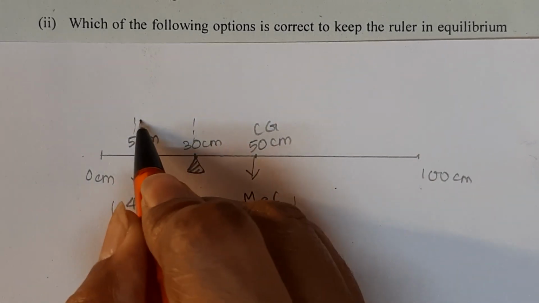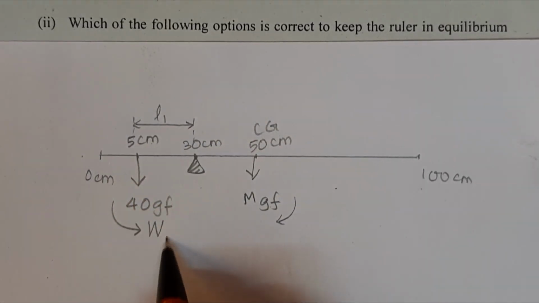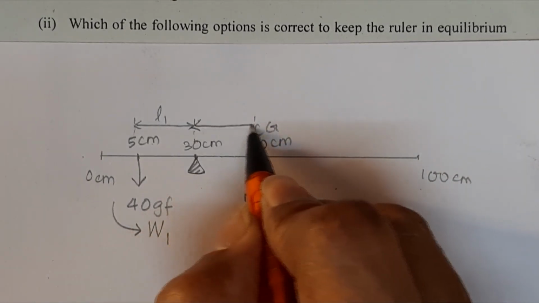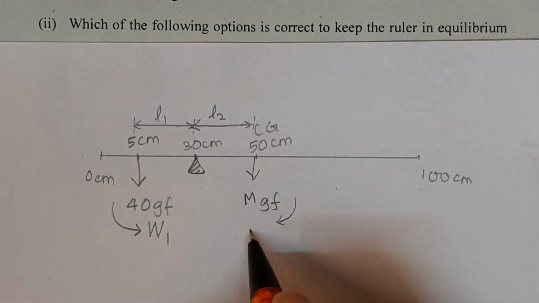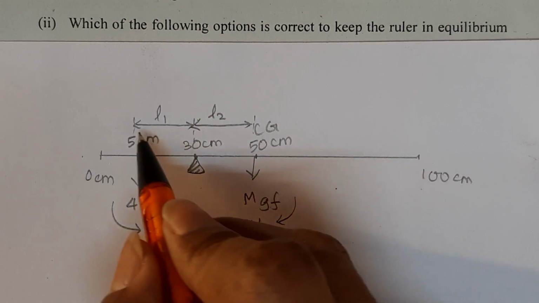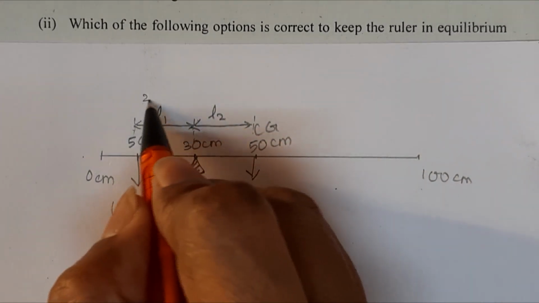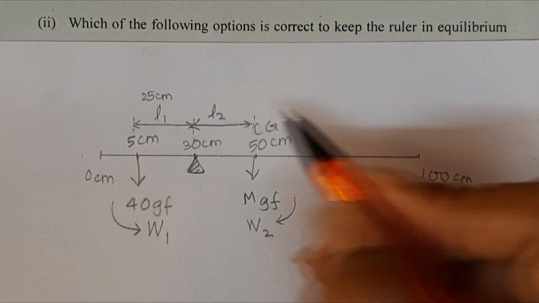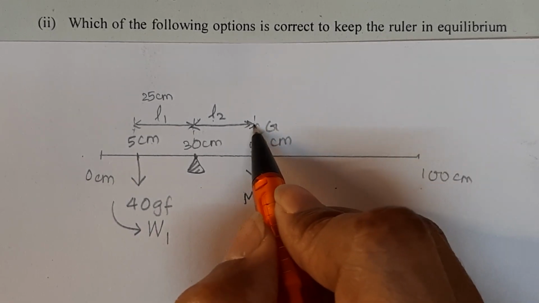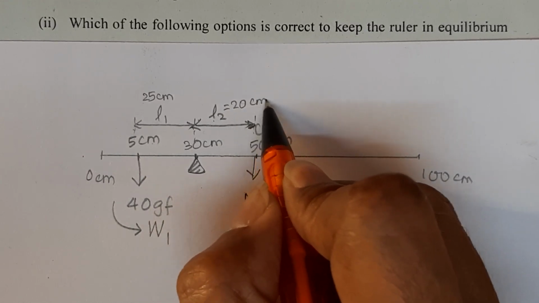From here to here, this is going to be our L1. This becomes our W1. Then from here up to here, this becomes your L2 and mgf becomes your W2. How much is this distance over here? L1 is 30 minus 5, so that is 25 centimeter. L2 is from here to here, that is 50 minus 30, which is 20 centimeter.